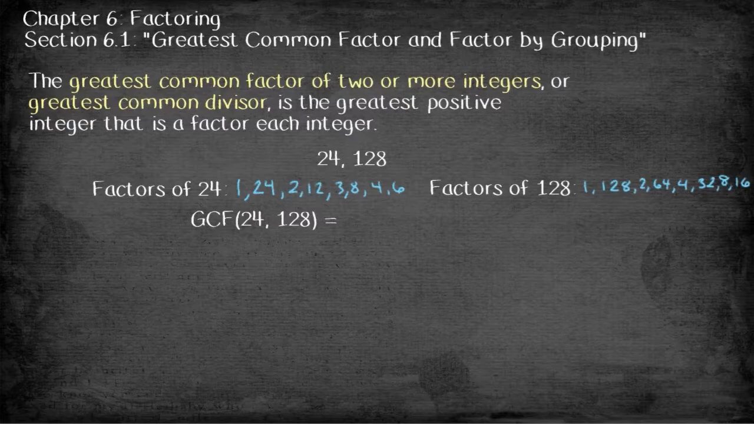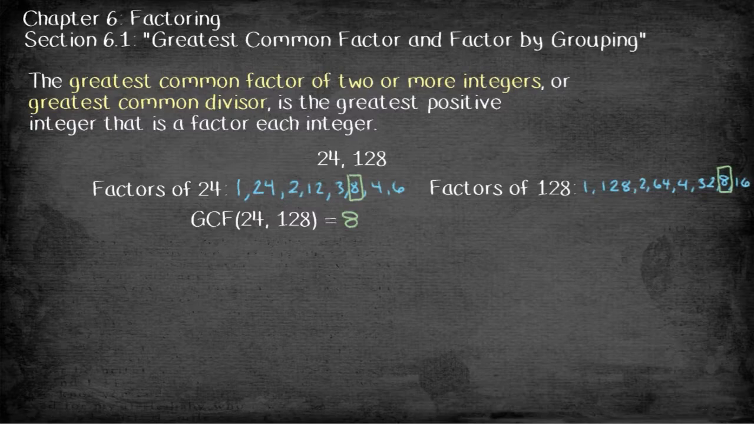So of the factors that they have in common, we see that 8 looks to be the greatest. The common factors would be 1, 2, 4, and 8. The greatest common factor would be 8. That's how GCF works for integers.